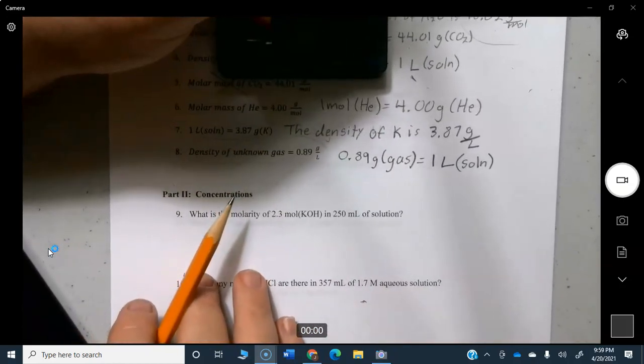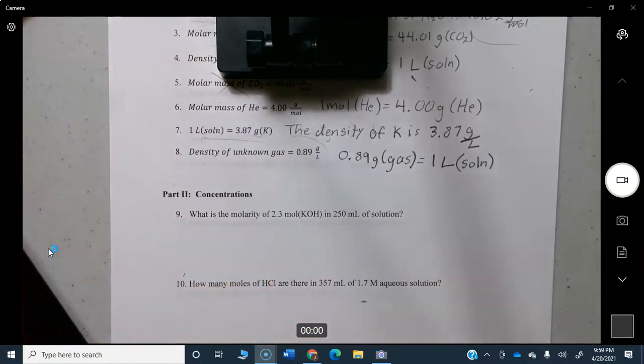Okay, let's go ahead and do some problems. We did the first two in class, or these two at least, 9 and 10. So I'm going to go ahead and do these. What is the molarity of 2.3 moles of potassium hydroxide in 250 milliliters of solution? You're given two numbers. Normally we were always given one number, and then what are we looking for? Well, what we're looking for here is the molarity.